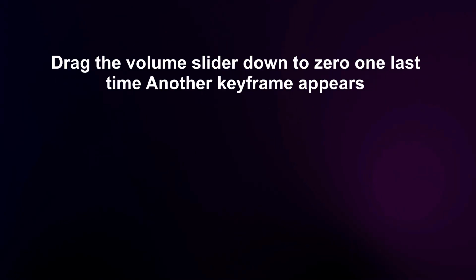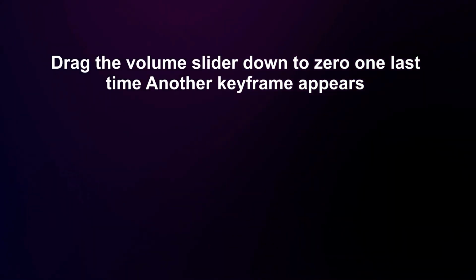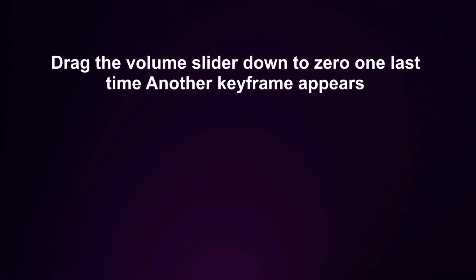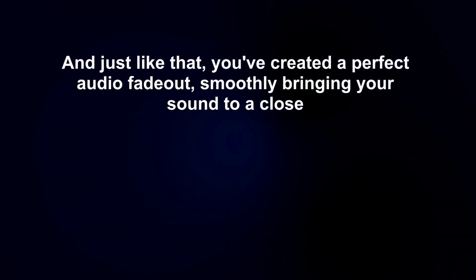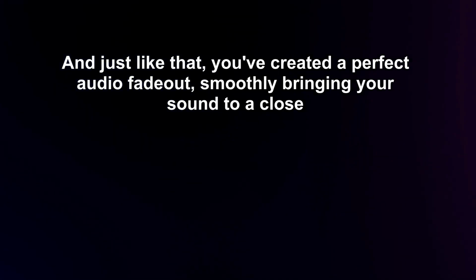Then, move the playhead back slightly, a second or two before the absolute end of the audio. Drag the volume slider down to 0. One last time, another keyframe appears. And just like that, you've created a perfect audio fade-out, smoothly bringing your sound to a close.